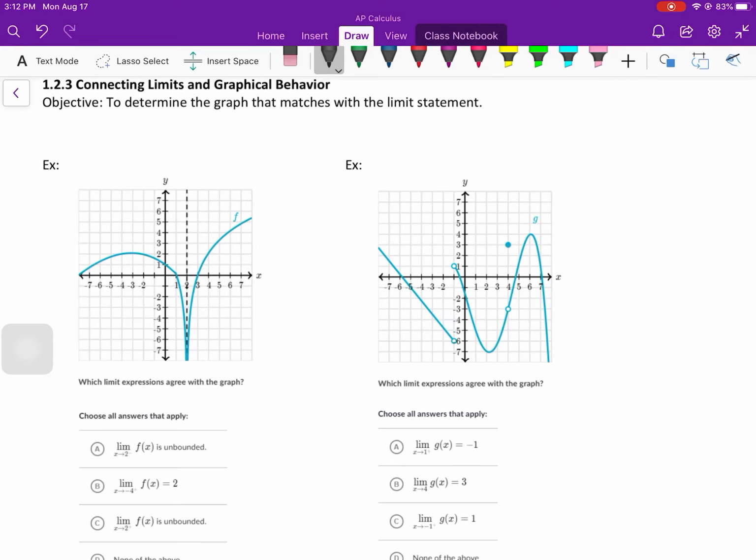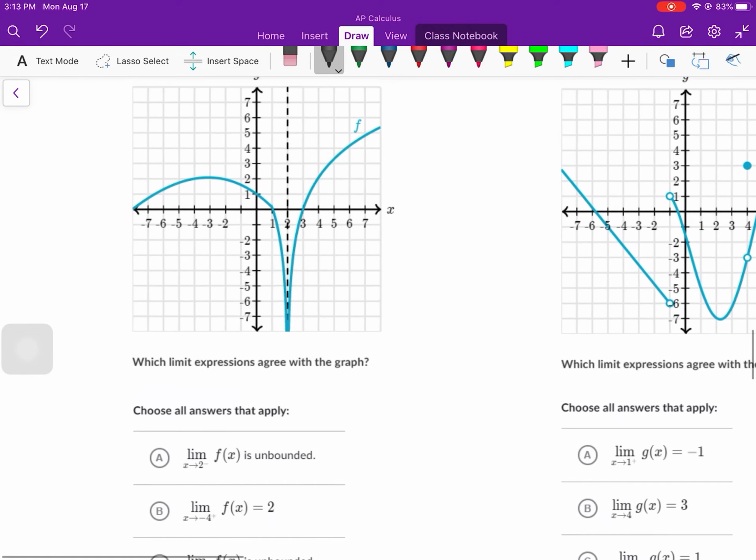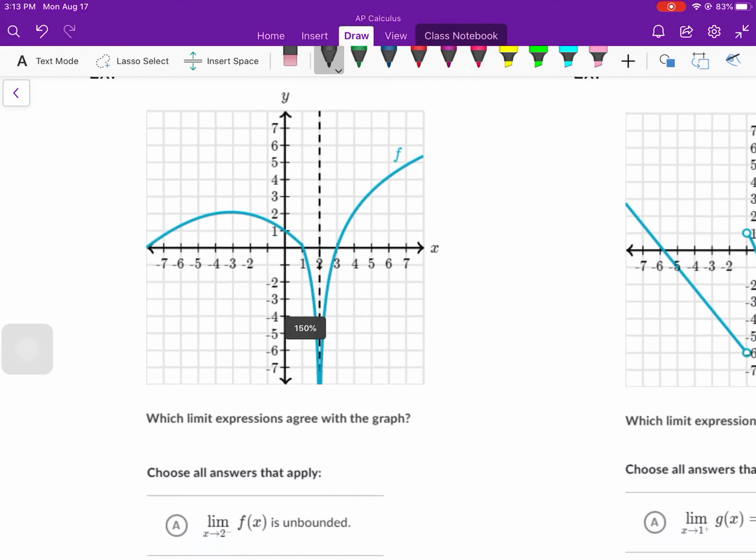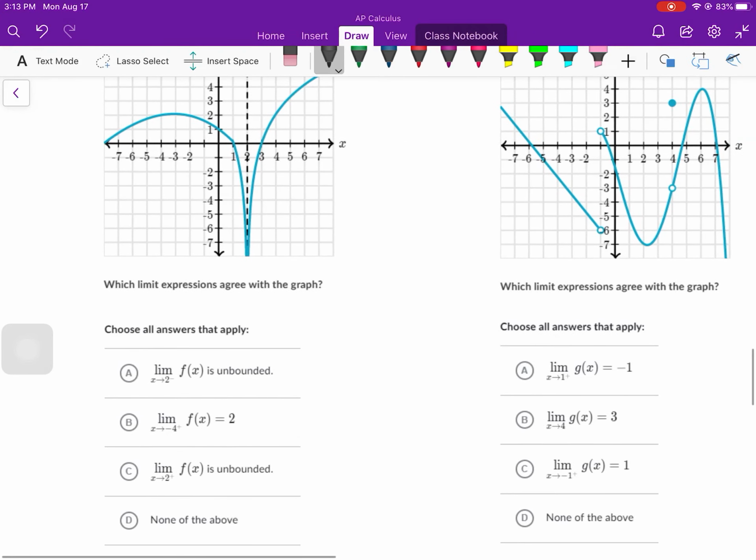Section 1.2.3, connecting limits and graphical behavior, is really just additional practice to what we've been doing in this section. So which limit expressions agree with the graph? You can tell it's just going to be reading through these and seeing which ones agree with it.